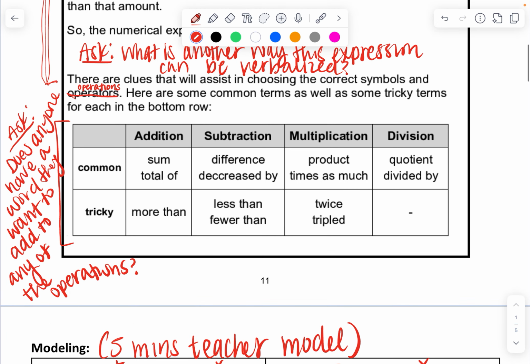And so with that being said, here are some common and tricky vocab words that students will see today that are aligned with the four operations. Another question that you might want to ask students is, does anyone have a word they want to add to any of these operations, right? Some students might want to add each, or some students might want to add plus to the addition, right? Some students might want to add minus to subtraction. So just get a sense of where students are and what they already know.